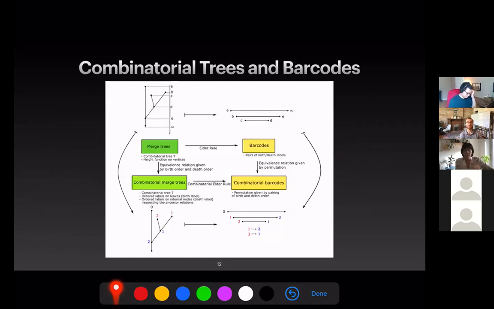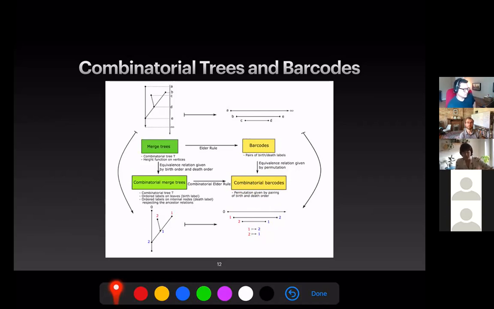So this is a summary of what we've seen so far and a little bit more information. If we have a merge tree using the elder rule, we can compute its barcode, going from the merge tree to the barcode. We can take these equivalence classes given by permutation, and we obtain what we can call a combinatorial barcode, which is just a permutation. So here, for instance, 1 is sent to 2 and 2 is sent to 1, and we forget about the main branch.